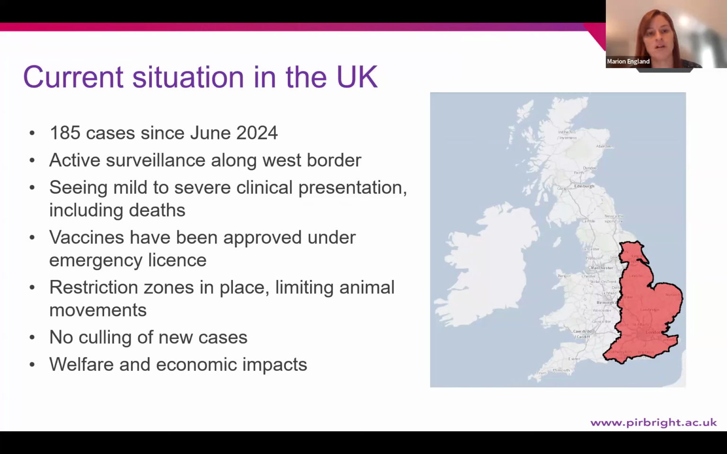We are seeing mild to severe clinical presentation. We have seen deaths, and the vaccines have been deployed. So some people have started vaccinating their animals. One of the problems with the restriction zone is that animals can't move in or out, but there was also a period of time where animals couldn't be moved to slaughter either. So this obviously has economic consequences, but it also has welfare impacts as well. So animals are remaining on farms months longer than they would have done.